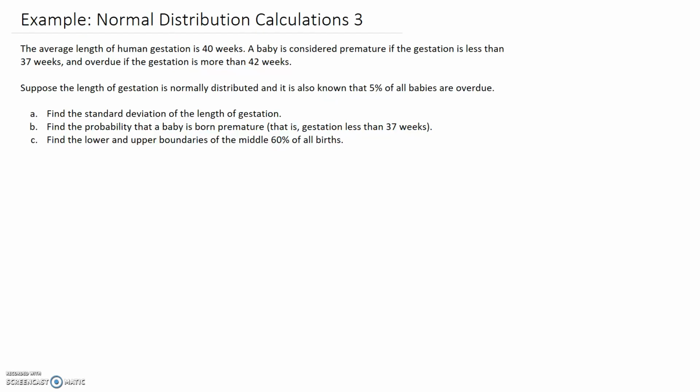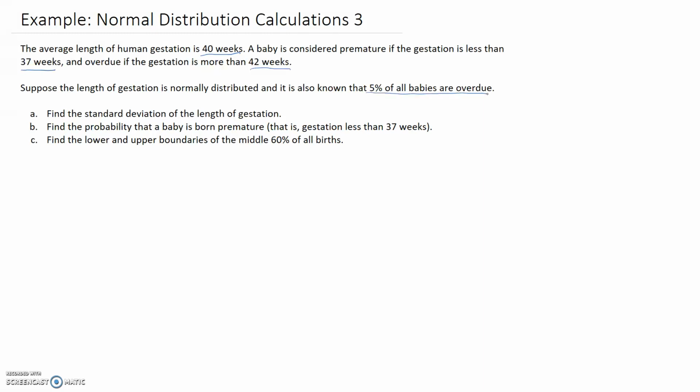So in this video, I'm going to do another demonstration of doing probability calculations for normal distributions. The average length of human gestation is 40 weeks, and a baby is considered premature if the gestation is less than 37 weeks, or overdue if it's more than 42 weeks. Suppose the length of gestation is normally distributed, and also that 5% of all babies are overdue.